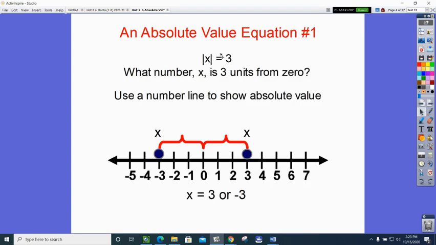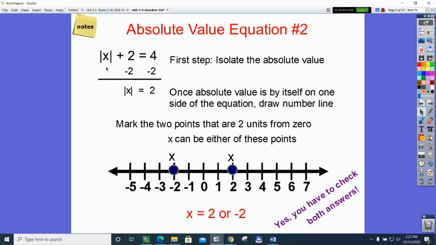So we're going to start with the most simple, easy equation, which we already did one a second ago. This is asking what number or numbers is 3 units from 0. That's basically what this is asking for. And again, if we look at the number line, it would be 3 and -3. The absolute value of -3 is 3, and the absolute value of +3 is 3.